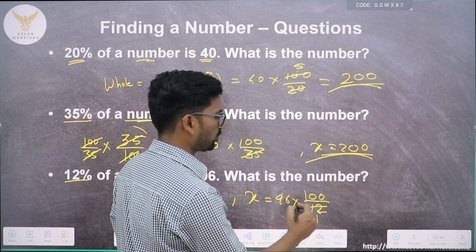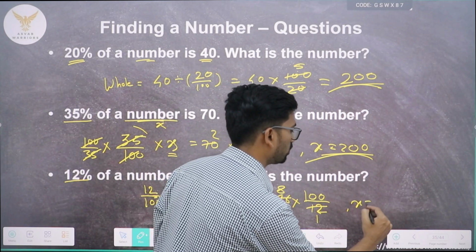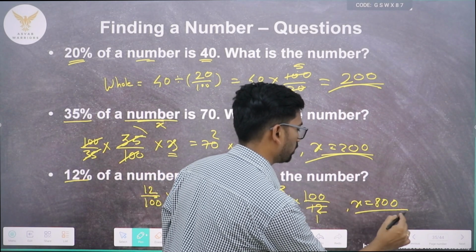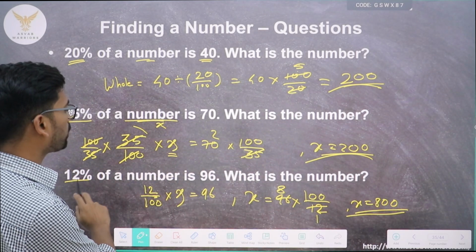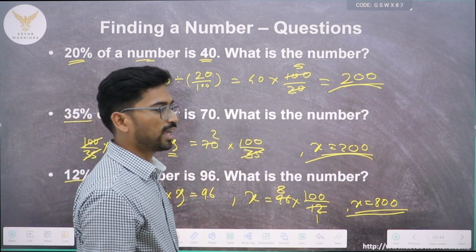So 12 ones are 12, 12 8s are 96. So x is equal to 800. So 12% of a number is 96. What is the number? The number will be 800.